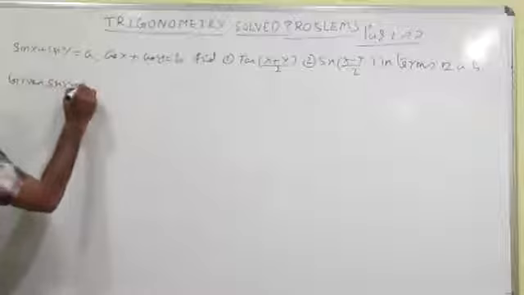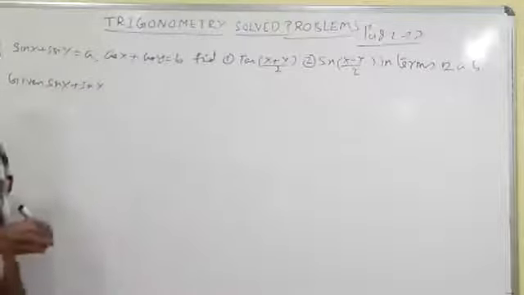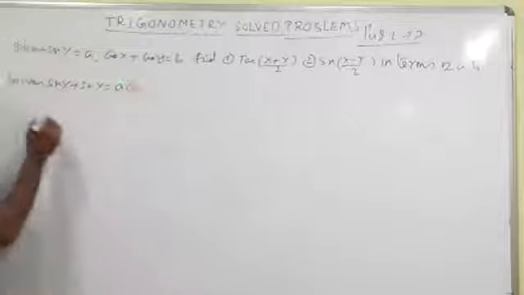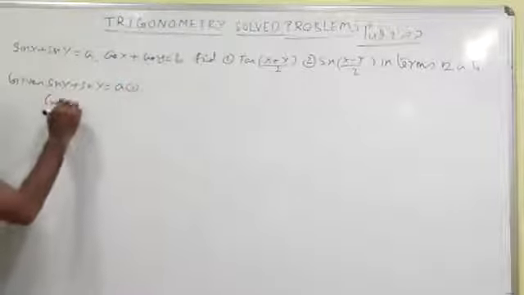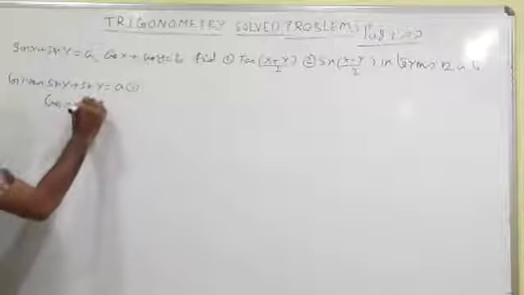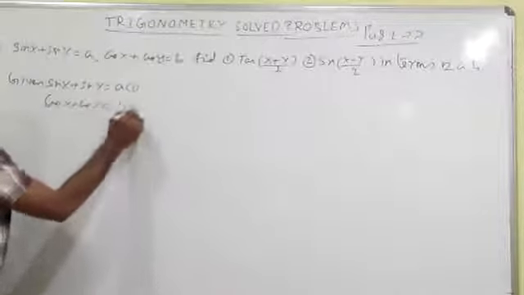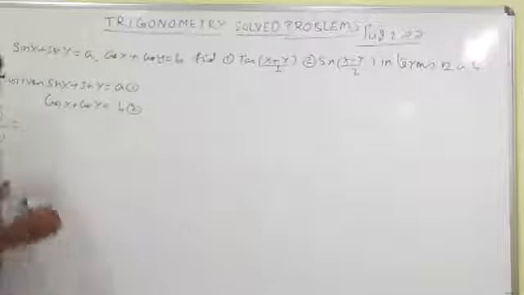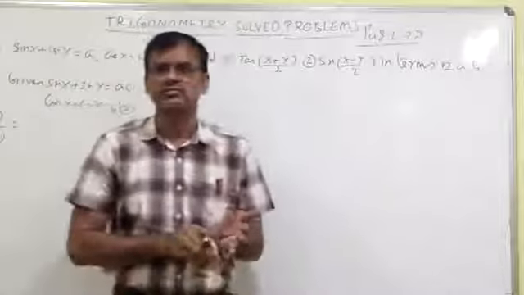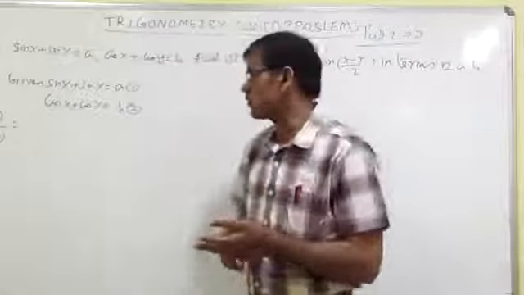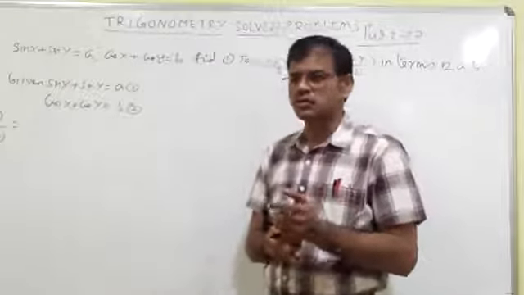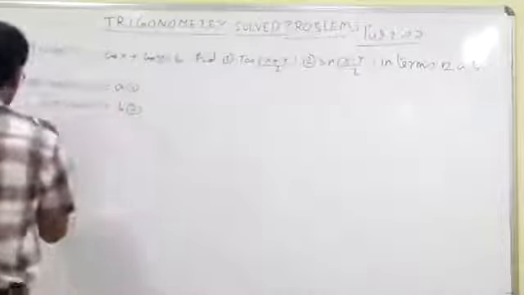Given sin x plus sin y is equal to a, let it be the first equation. And write the next step: cos x plus cos y is equal to b. This is the second equation. Now divide the first equation by the second equation. What is the formula of sin c plus sin d? In the transformations chapter we discussed that sin c plus sin d is 2 sin of (c plus d) by 2 into cos of (c minus d) by 2.